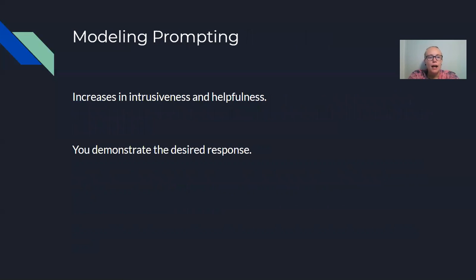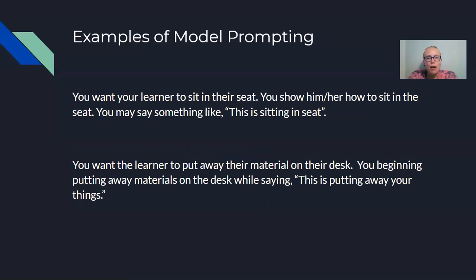Moving up that prompting hierarchy ladder, now we're into modeling prompting. Once again, we're increasing in that intrusiveness and helpfulness. Modeling prompting involves the teacher demonstrating the desired response that they wish for the learner to emit. Some examples of model prompting include, you want your learner to sit in their seat, so you show him or her how to sit in the seat. You may say something as you're performing the action of, "This is sitting in the seat." So you'll be providing a model and a verbal prompt.